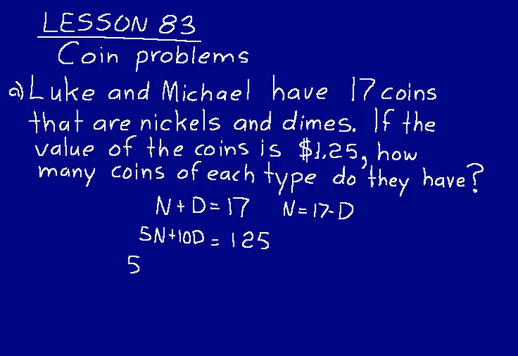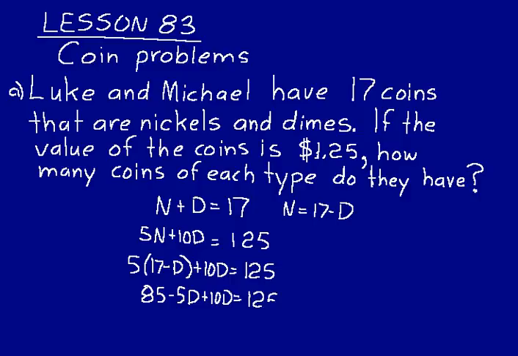So we'll have 5(17 minus d) plus 10d is equal to 125 cents. Now we'll go ahead and expand out on the left. 5 times 17 is 85. And then 5 times a negative d would just be negative 5d plus 10d is equal to 125. We'll go ahead and add those like terms on the left. That would equal up to 5d. Subtract 85 from both sides.